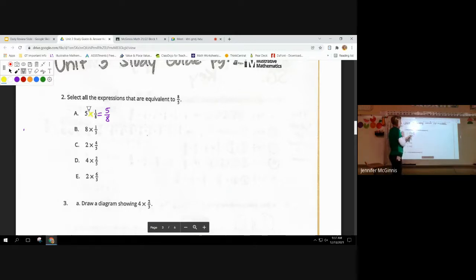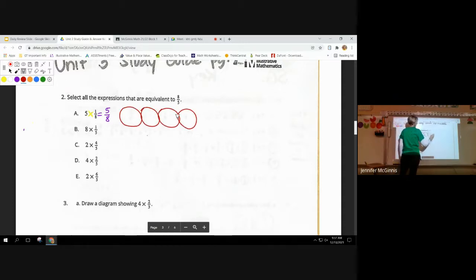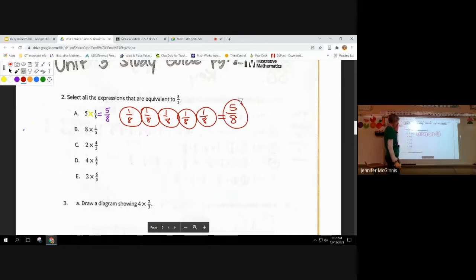5 times. When I see that x, am I going to say times? No. What am I going to say? Groups of. 5 groups of. 1, 2, 3, 4, 5 groups of 1/8. 1/8 in each group. And if I count these 8ths, I have 1/8, 2/8, 3/8, 4/8, 5/8. Therefore, my answer is 5/8. So that's super duper easy. 5 times 1/8. A unit fraction always has a numerator of 1.